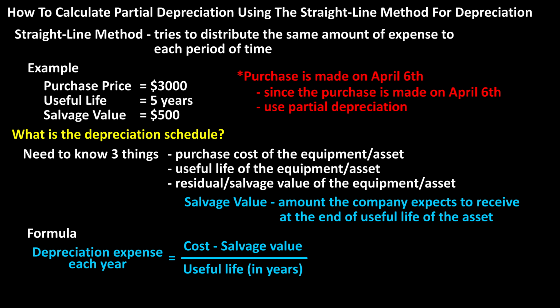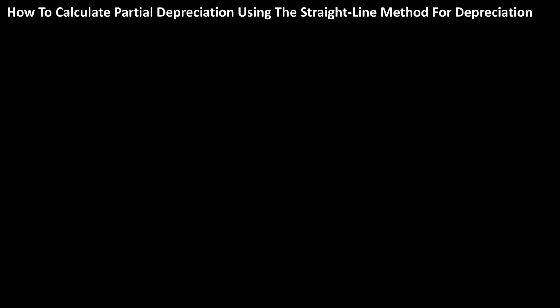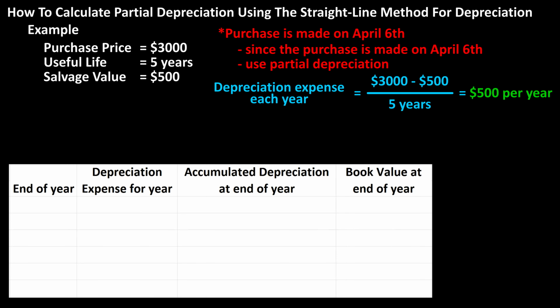So, for our example, plugging into the formula, we have $3,000 minus $500, the salvage value, divided by 5 years. And this calculates to $500 as the depreciation expense each year. Now we're going to create a depreciation schedule, and we're going to put 4 columns in it: end of year, depreciation expense for year, accumulated depreciation at end of year, and the book value at end of year. For the first column, the end of year column, this is simply 1, 2, 3, 4, and 5 for the 5 years of useful life of the asset.